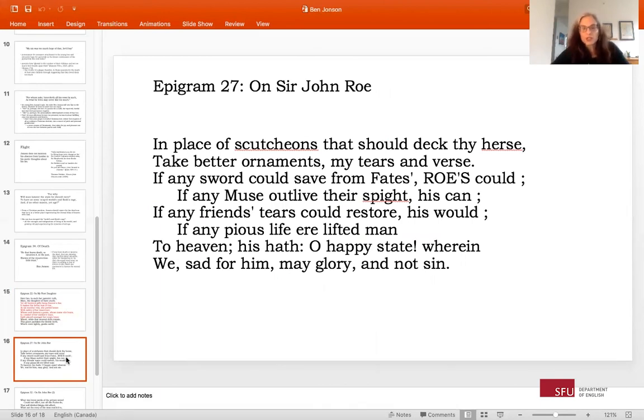In place of scutcheons that should deck thy hearse, take better ornaments, my tears and verse. If any sword could save from fates, Rowe could. If any muse outlive their spite, his can. If any tears could restore, his would. If any pious life e'er lifted man to heaven, his hath. O happy state, wherein we, sad for him, may glory and not sin.